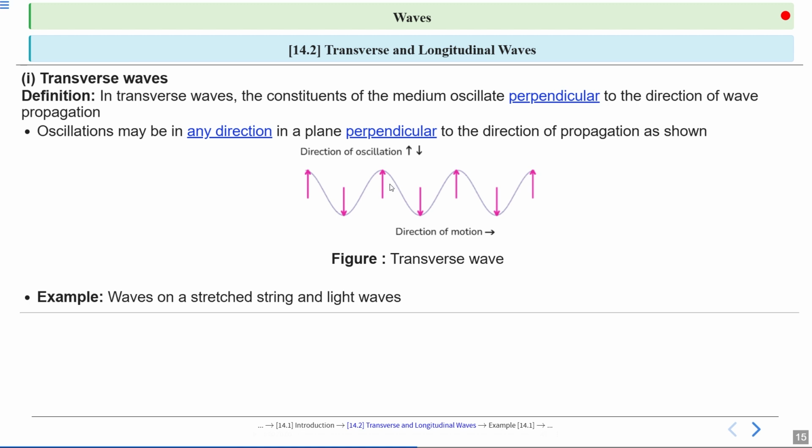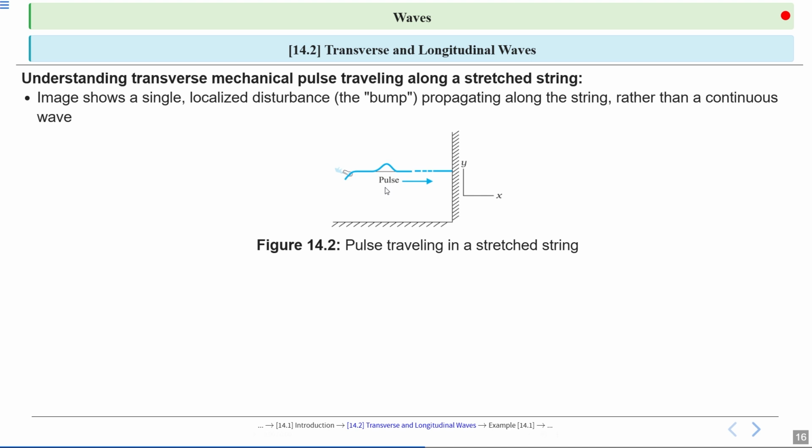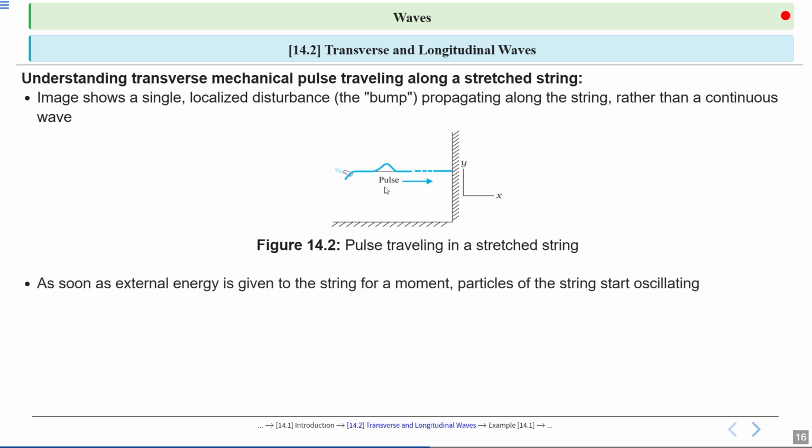Alright, now let's understand how a transverse mechanical pulse travels along a stretched string. So the image shows a single localized disturbance, the bump, propagating along the string rather than a continuous wave. Figure 14.2, pulse traveling in a stretched string.